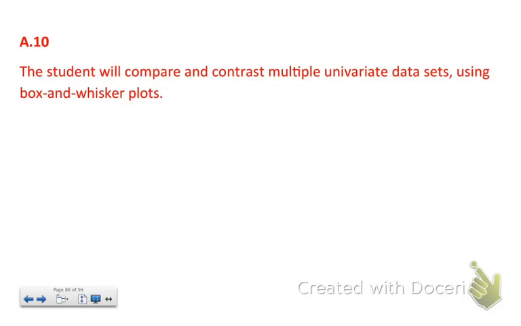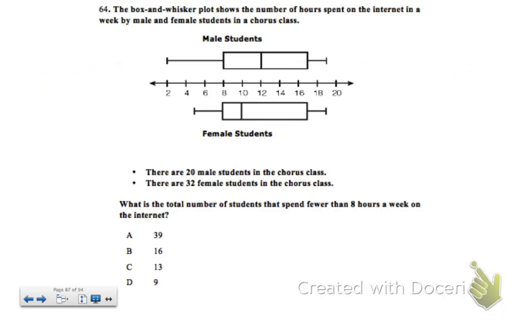Okay, this is SOL A.10. The student will compare and contrast multiple univariate data sets using box and whisker plots. So this whole thing is about analyzing box and whisker plots.